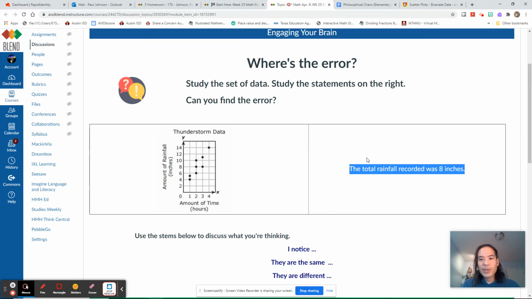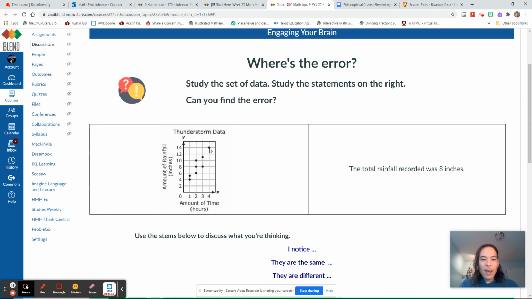So they are different because this is also not a full piece of bivariate data. This doesn't say something about the hours. This graph calculates the inches that it rained over time. This statement only talks about the inches, so they did not include hours in our statement. All right. And then finally, wonderings.